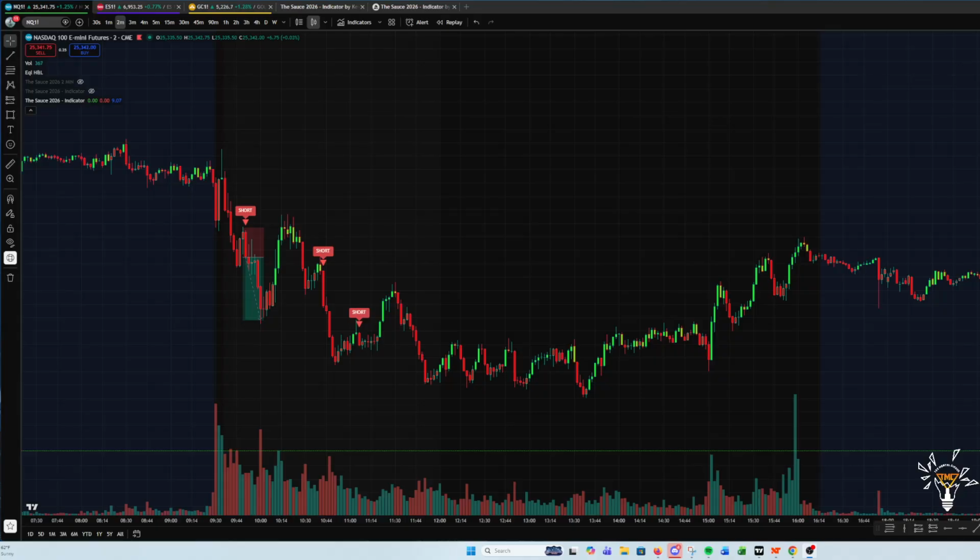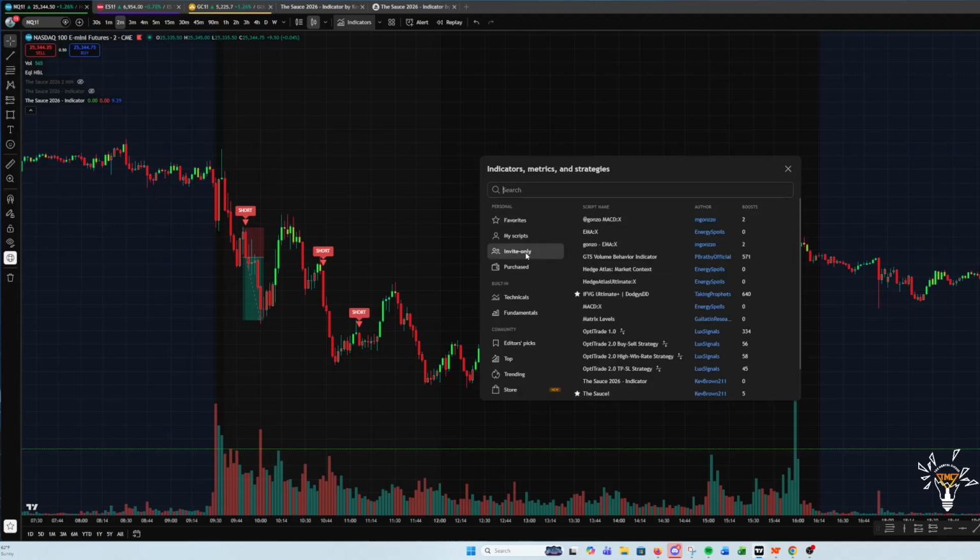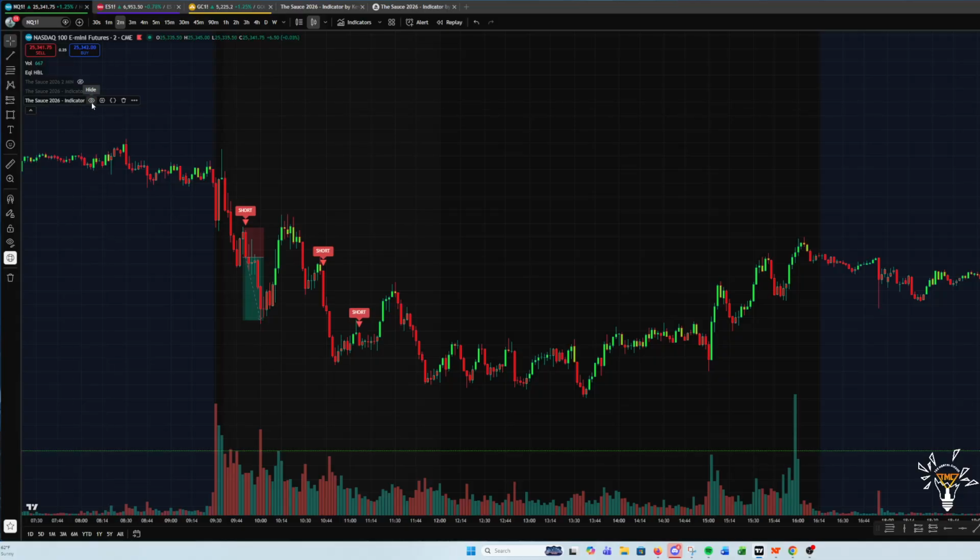Just wanted to go through some basics of the Sauce indicator for 2026. The very first thing is when you subscribe through WAP, you put your TradingView name in and go up here to indicators, and you're going to go to invite-only here. Obviously I have a ton, but that's where yours will be. See right here, the Sauce 2026 indicator. Add it to your chart and it will pop up right here.